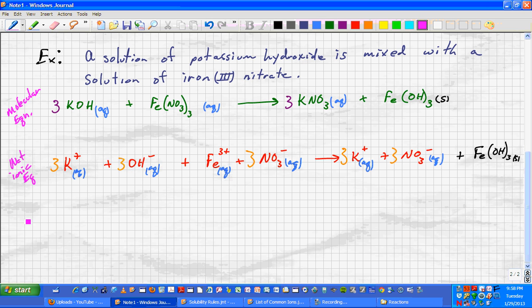The last one is the net. Oh, that's not the net ionic equation. Why did I mislabel that? That is my complete ionic equation. Sorry about that.